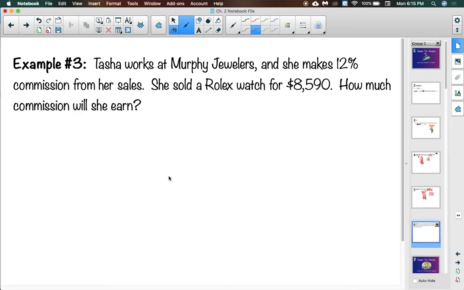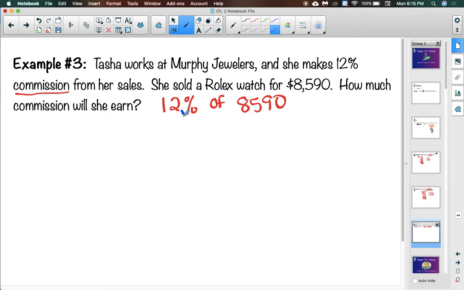Last one, example 3, we have to see a commission problem. We definitely want to understand how to solve for this. And commission is really just percent of a number. Tasha works at Murphy Jewelers and she makes 12% commission from her sales. Okay, so that means that whatever she sells, she gets to keep 12% of those sales. Okay, that's how we find her commission, 12% of whatever she sells. She sold a Rolex watch for $8,590. How much commission will she earn? So that means we have to find 12% of $8,590.